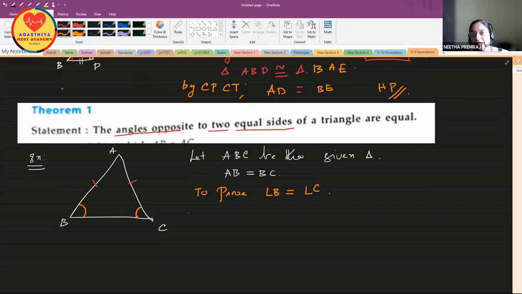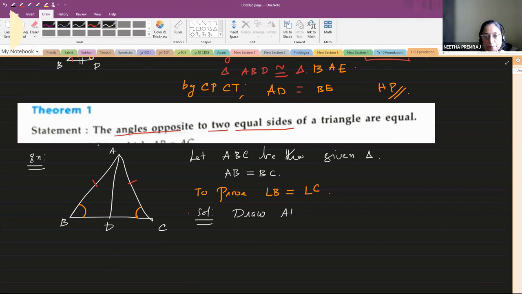How? Again, we are going to use the congruency concept. I draw a median through vertex A. Let AD be the median. Solution: draw AD. The new things we are introducing, we are supposed to mention, since nothing is given in the figure. So we are drawing AD, and you're supposed to mention: draw AD, a median.